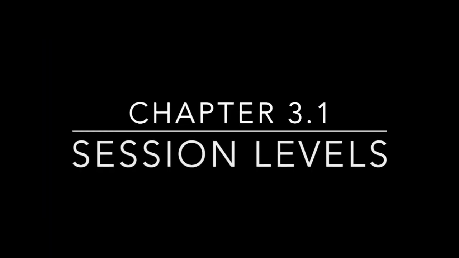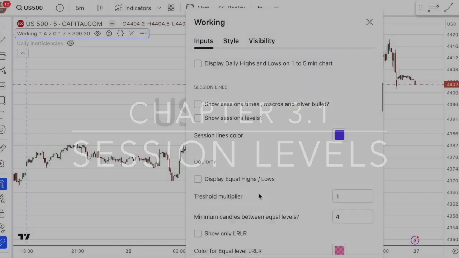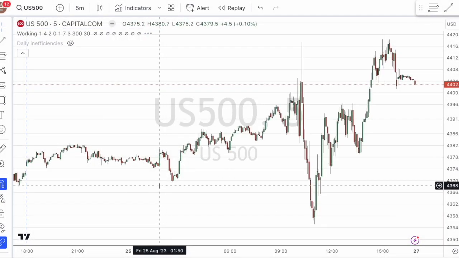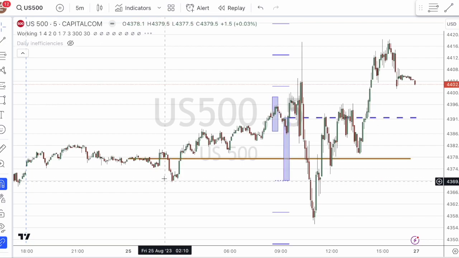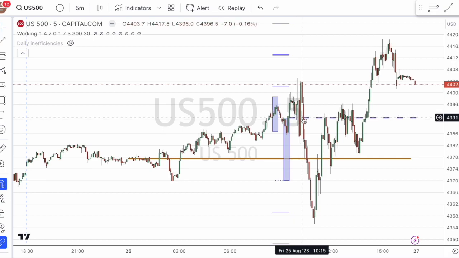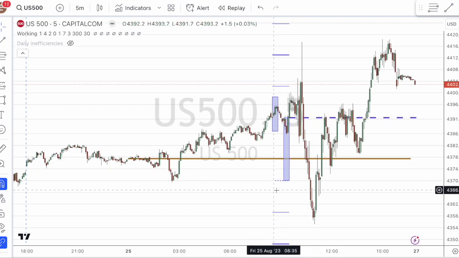Chapter 3.1 Session Levels. Here is all the info that is plotted using this option. In gold we have the New York midnight opening price. In thick blue we have the 9:30 New York session opening price. In small dotted blue we have yesterday's closing price. This level is plotted since the previous day close in order to forecast the session gap, if necessary.